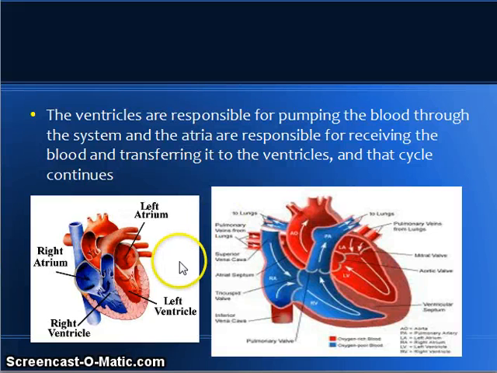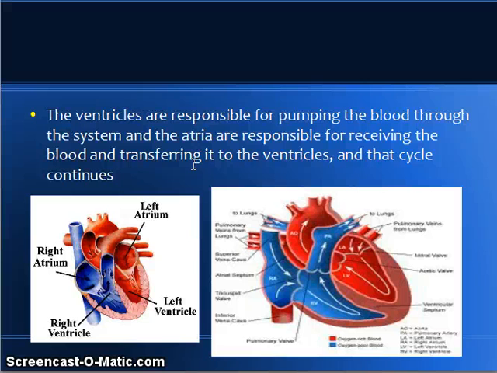So like a human, they have two ventricles and two atria. And the two ventricles, which is right here and right here, as you can see over here, they're responsible for pumping the blood through the body. And once the blood goes through the body, it comes back to the atria, which is these two. And the atria are responsible for transferring it to the ventricles.